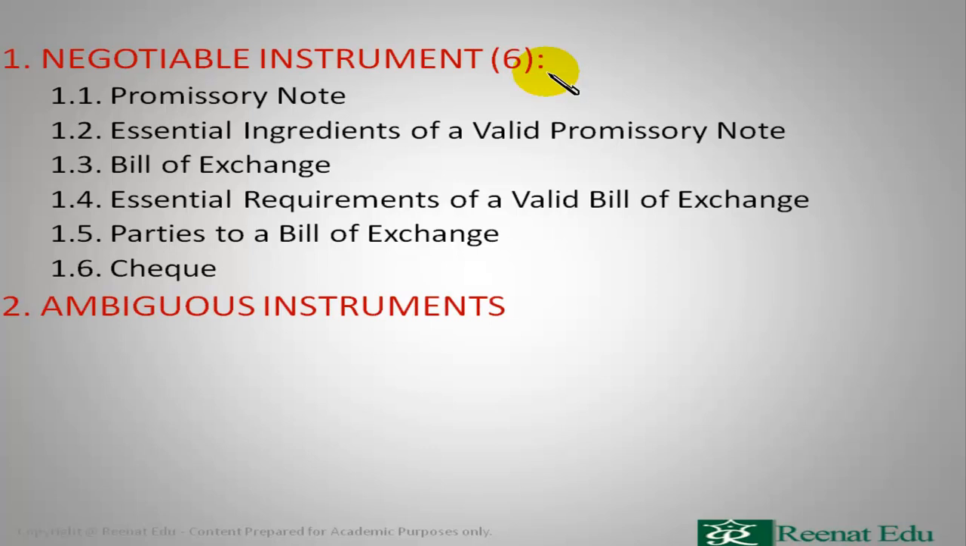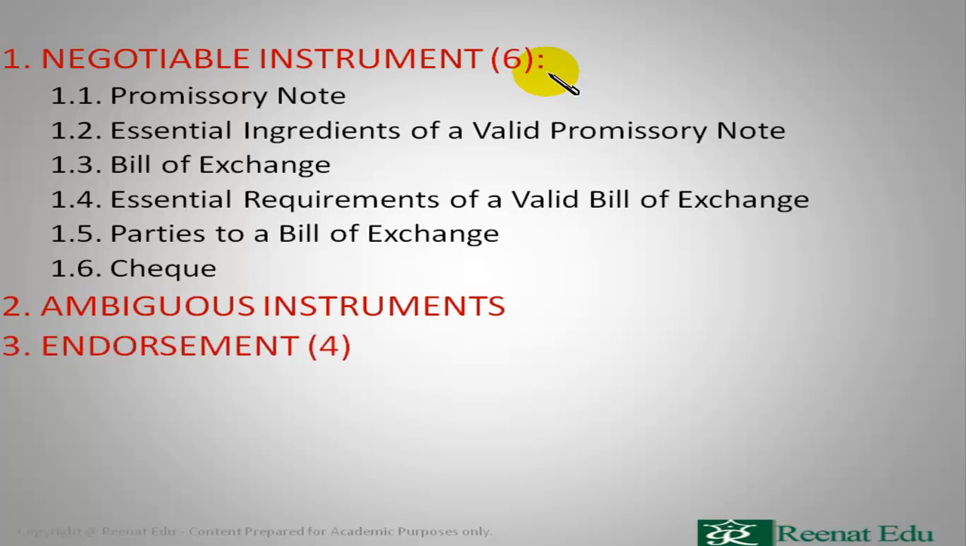And then 2 is ambiguous instruments. Ambiguous is nothing but vague, of a different kind, that is called an ambiguous instrument. We're going to discuss what an ambiguous instrument is. We have a definition for that, we have a meaning for that, and we're going to discuss it.